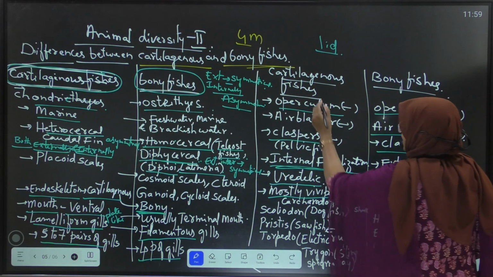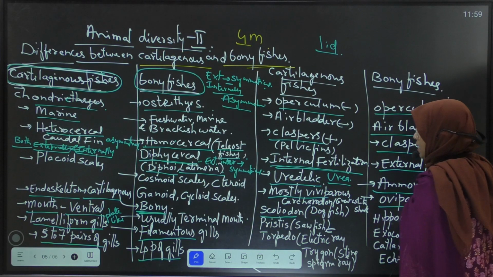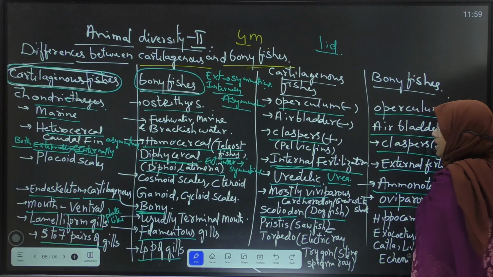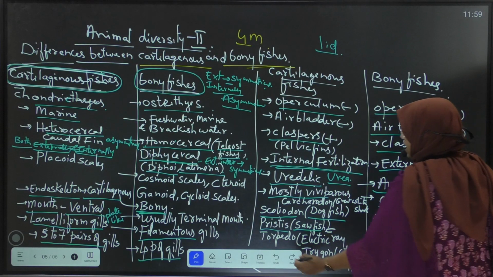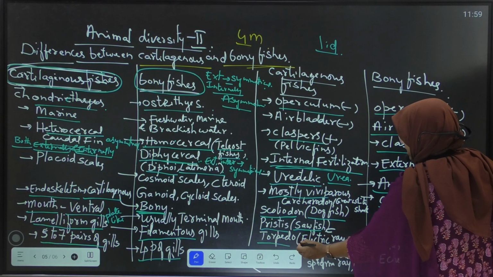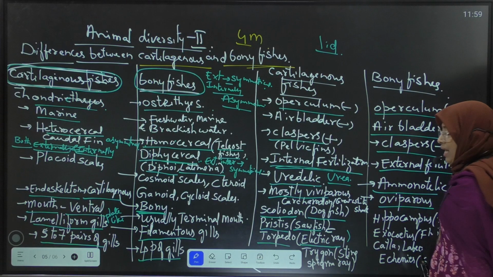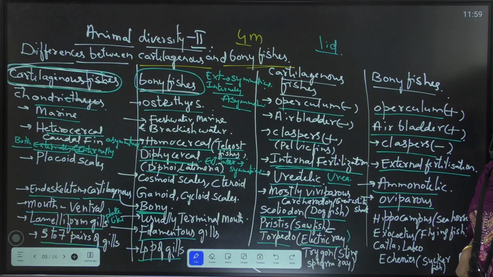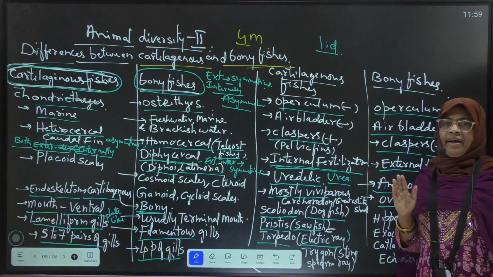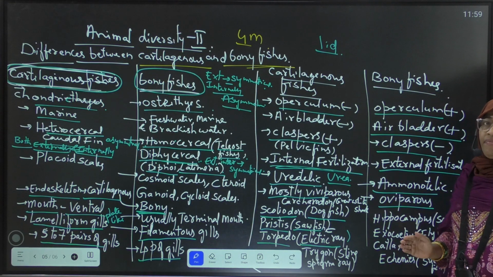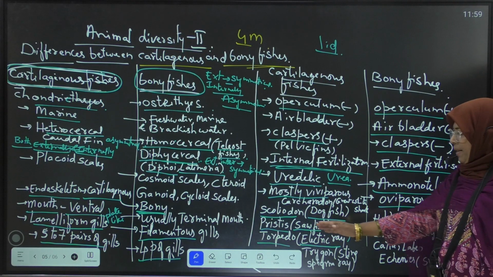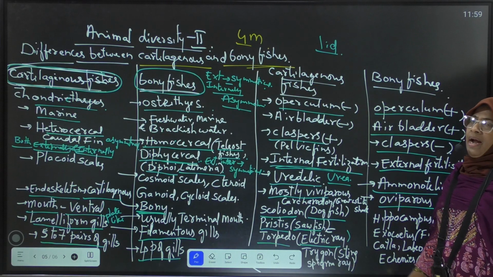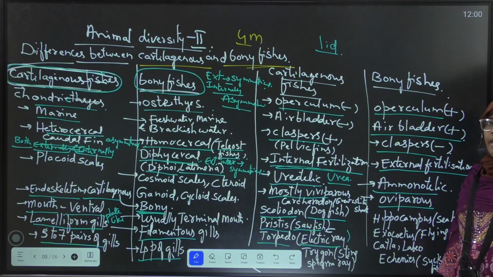Okay, examples of cartilaginous fishes are Scoliodon. It is commonly known as dogfish. And Pristis, commonly known as sawfish. And Torpedo, commonly known as electric ray fish, in which dorsal muscles are modified into electric organs. And what is the scientific name of electric ray fish? Torpedo. These scientific names and common names are important for NEET and other exams also.